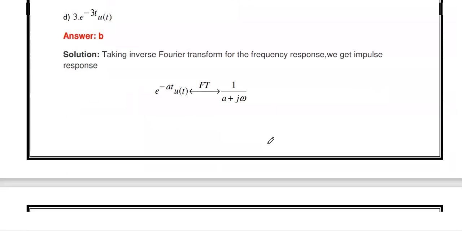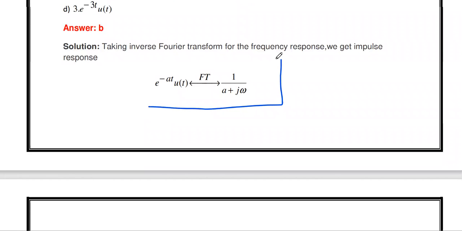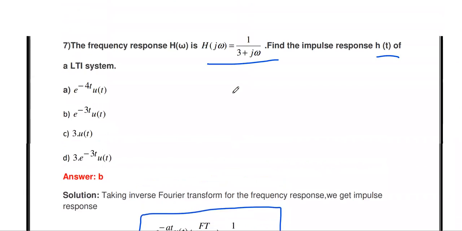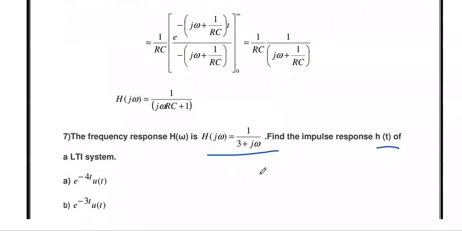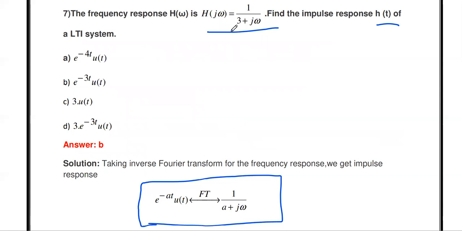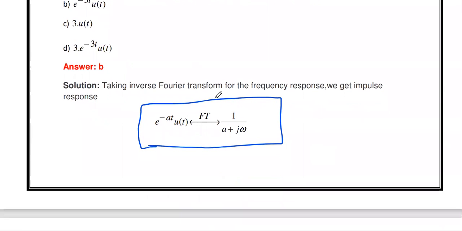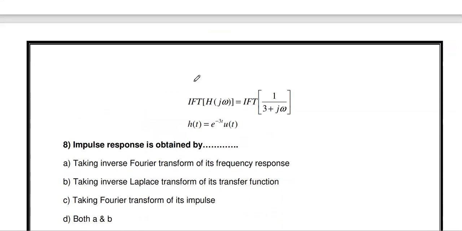Already you know the standard Fourier transform pair e power minus at u of t. If you take the Fourier transform of e power minus at u of t, the answer is 1 by (a plus j omega). You just check that our given H of j omega is in this structure. In the place of a, the 3 is there. So if you take the inverse Fourier transform of 1 by (3 plus j omega), we will get e power minus 3t u of t.